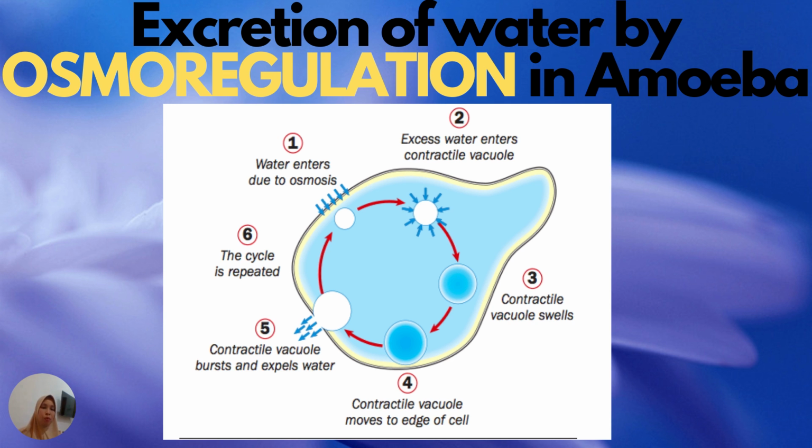And then the contractile vacuole will swell. Why swell? Because it contains a lot of water. Then number four, the contractile vacuole moves to the edge of the cell. And then number five, the contractile vacuole bursts and expels water. The cycle is repeated until it can control the amount of water in the cell.